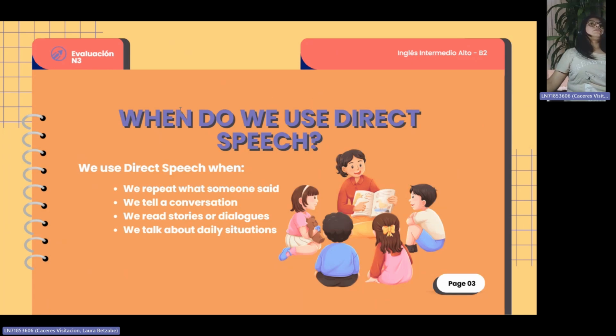Third, we use direct speech when we read stories or dialogues. Characters speak using quotation marks. And finally, we use direct speech when we talk about daily situations like school, home, or friends. Direct speech helps us understand exact words in conversations and stories. Great job, everyone.